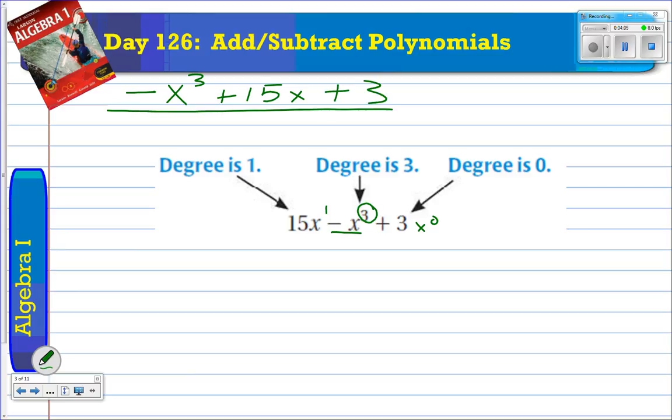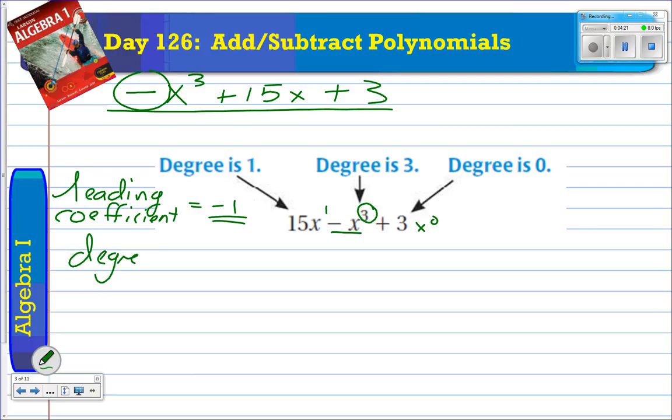Okay. The leading coefficient of this polynomial is a negative 1, right? There's a negative 1 right there. The degree is the highest power, in this case, a 3. So it has a third degree, or a degree of 3. And this is a trinomial, 3 terms.